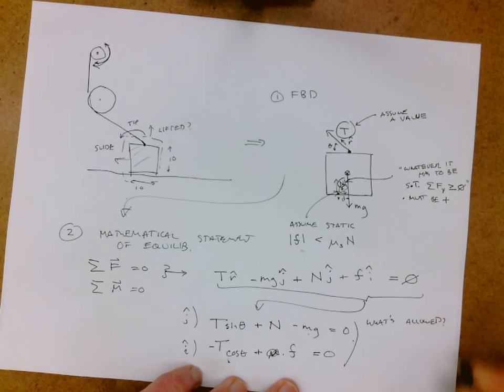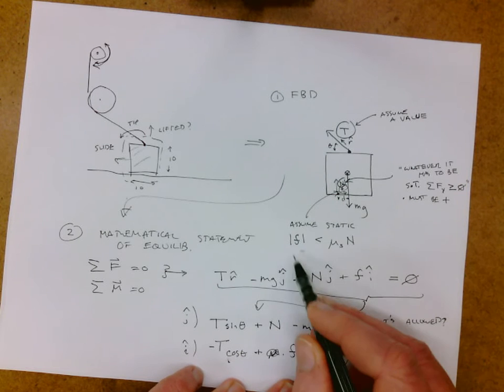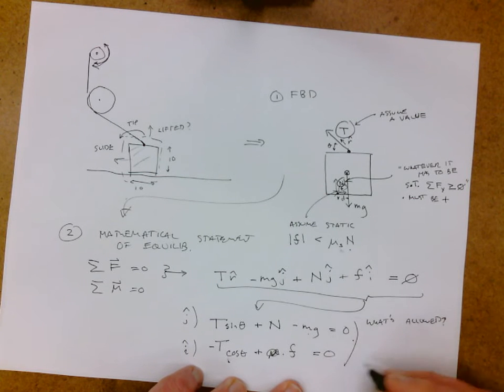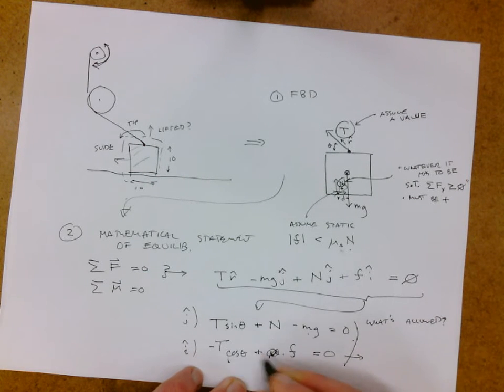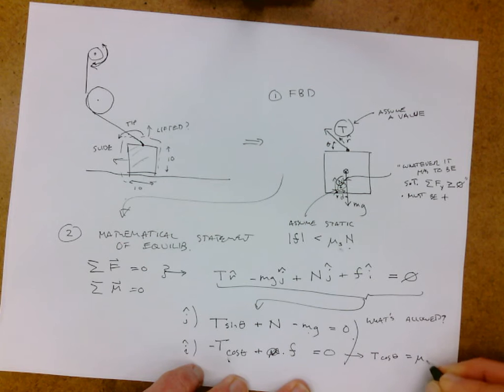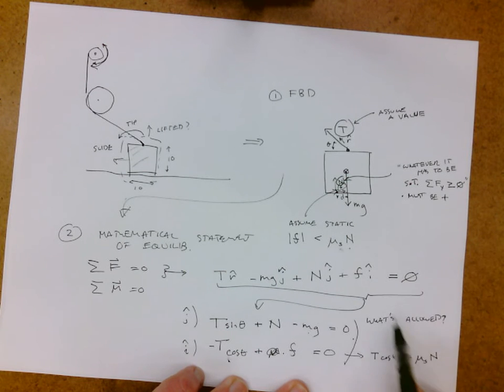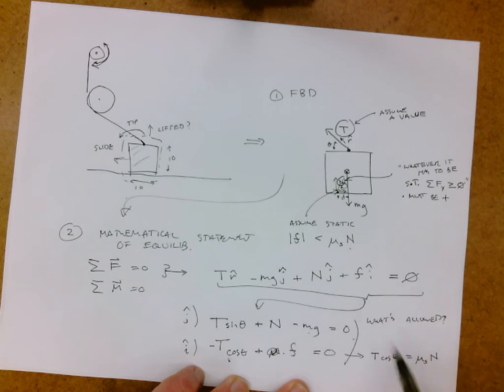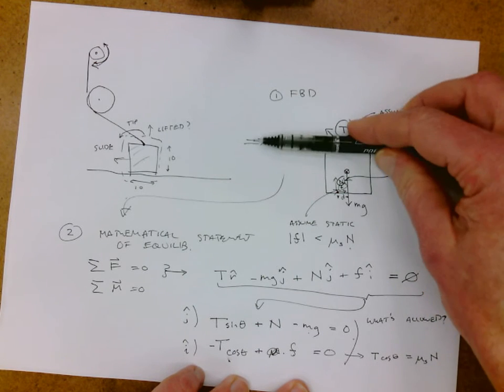Well, if we think about what's allowed, there are two constraints that we have to meet. One is that the frictional force has to be less than mu sub s times N, right? So I can say that the largest value of the tension is going to be when T times cosine theta is equal to mu sub s times N. That's the point at which this frictional force has reached its static limit, right? And that corresponds to the condition where, say, theta is 0.